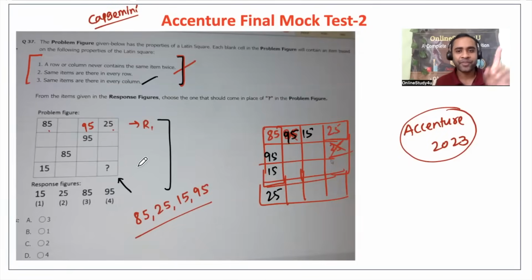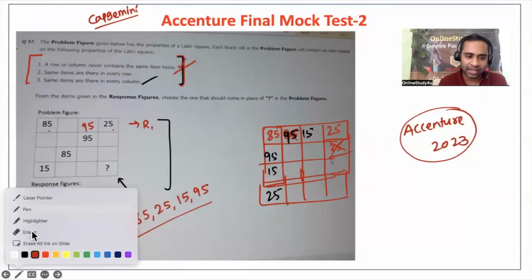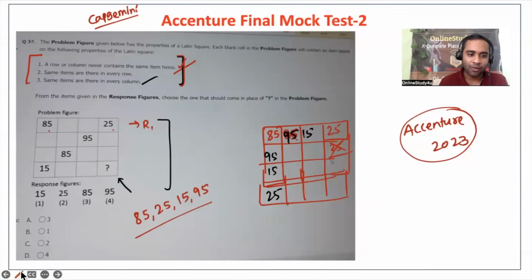Then somebody will say, sir, you cannot do that, because the same row or same column cannot repeat the same item. A row or column never contains the same item twice. So you cannot keep 95 here. Then what should I keep? I see 85 is already there, 25 is there, and if I keep 95 here, then in the same column there will be two 95s. So I cannot keep 95 here. That means I will put 15 here.